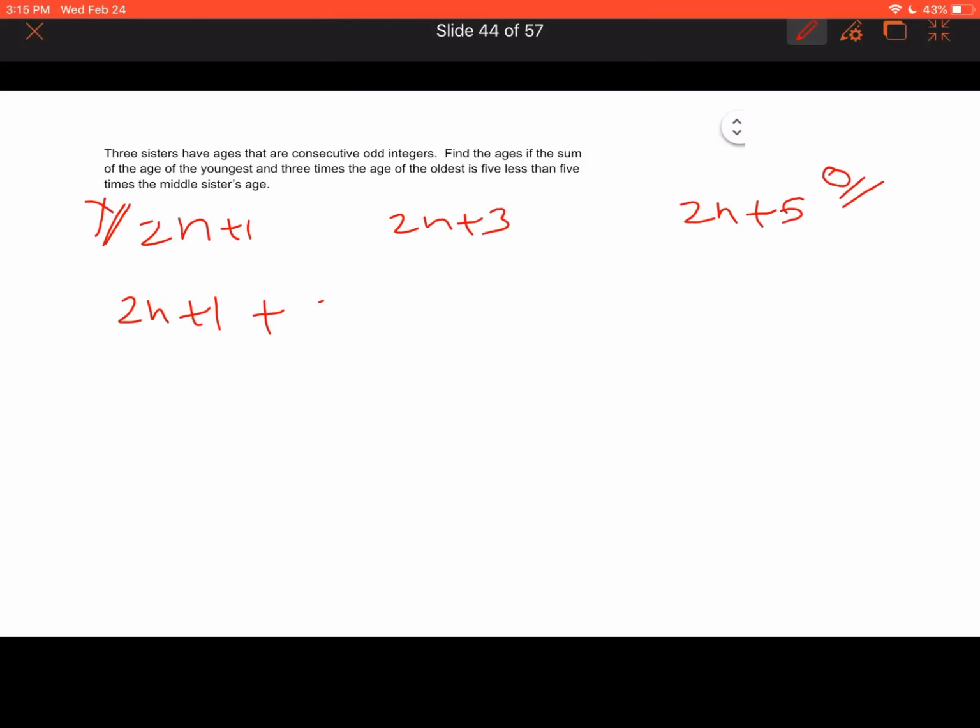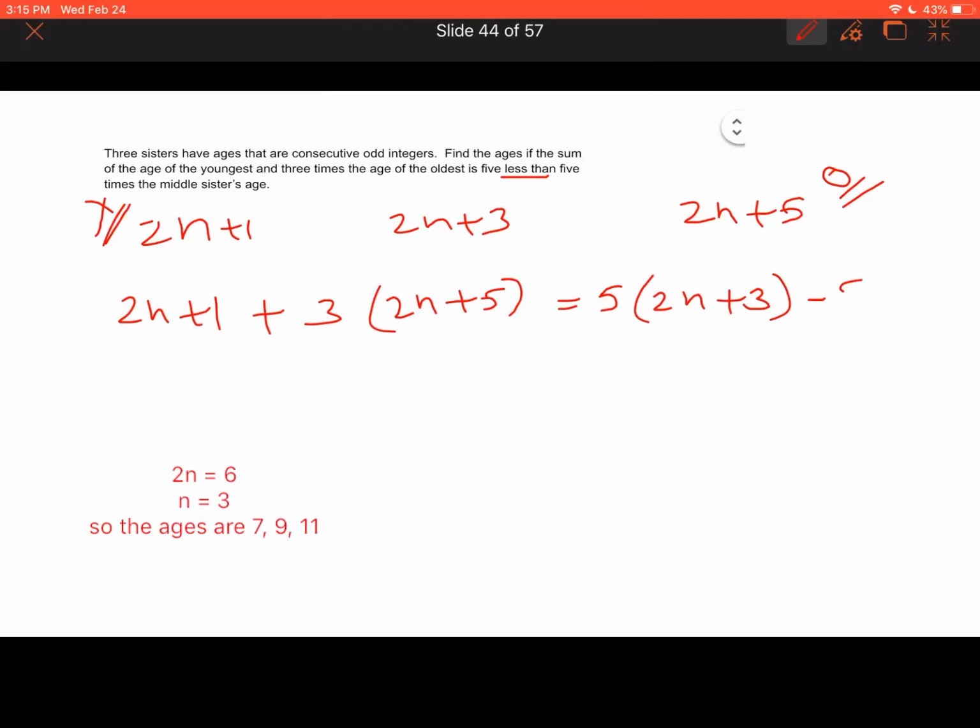So 3 times the age of the oldest is 5 less than. Whenever less than comes, we have to take the second part first, that is 5 times the middle sister. So 5 less than 5 times the middle sister's age. Now we have got the equation. The next part is just going to be the simplification part.